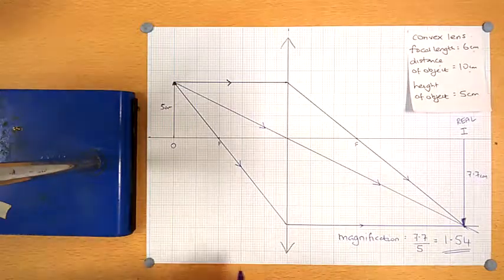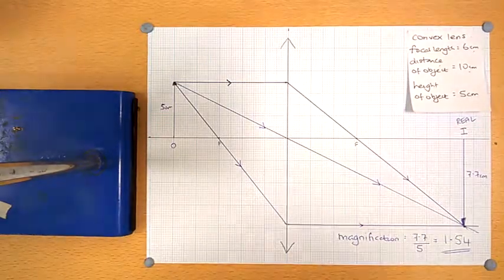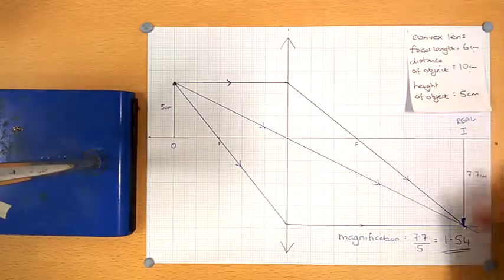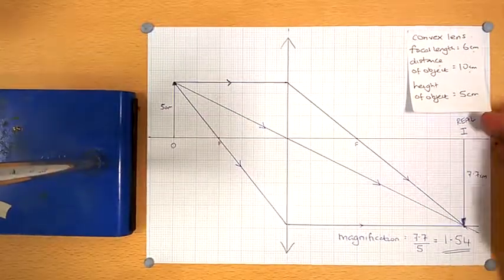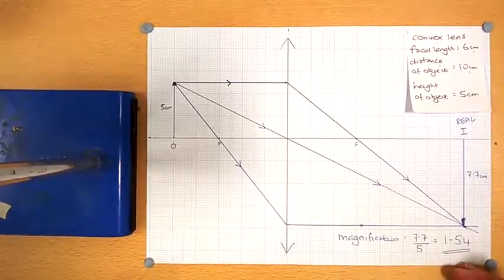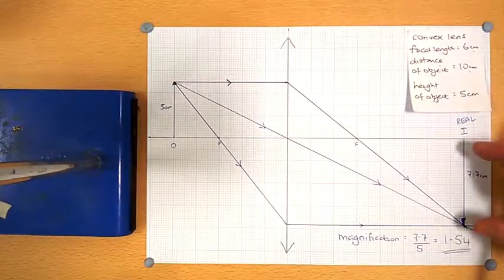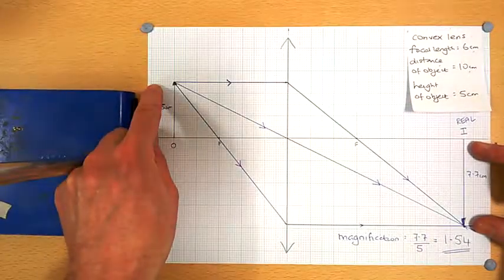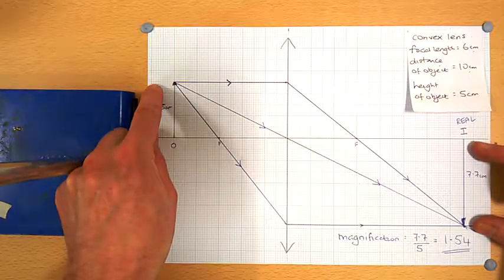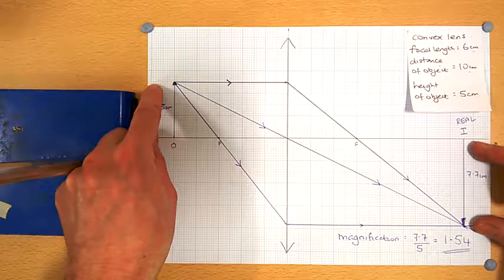Okay, so there is the magnification. It doesn't need any units because it is just a ratio between the height of the image and the height of the object. Okay, so I've got a real image, I know the magnification of the image, and the other key thing about this image compared to the object is that it is upside down. Okay, so that's all we need to do there. That is finished.